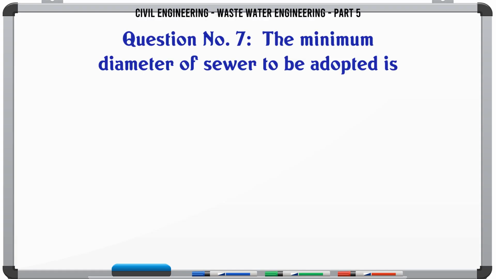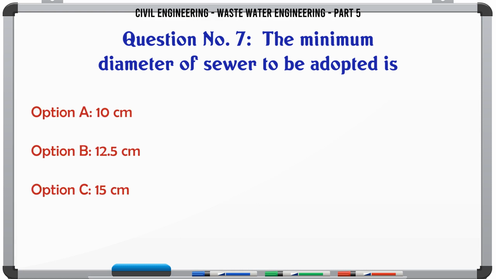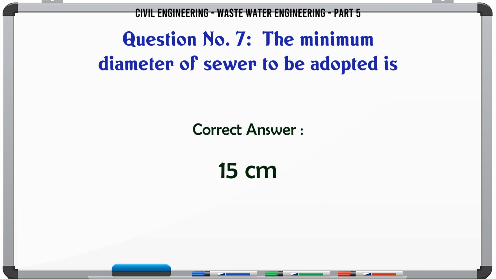The minimum diameter of sewer to be adopted is: A. 10 cm, B. 12.5 cm, C. 15 cm, D. 25 cm. The correct answer is 15 cm.